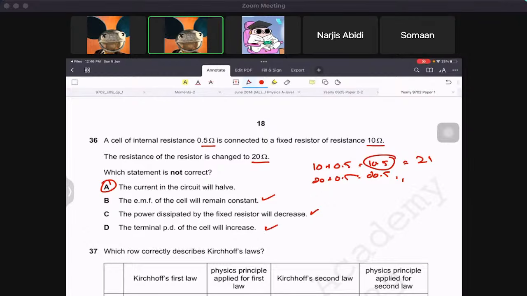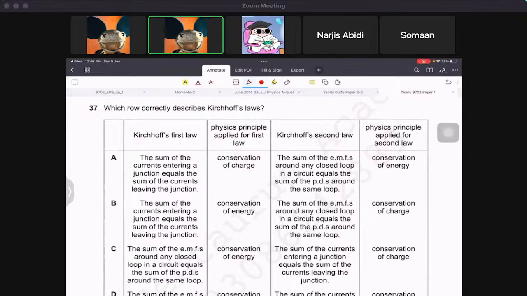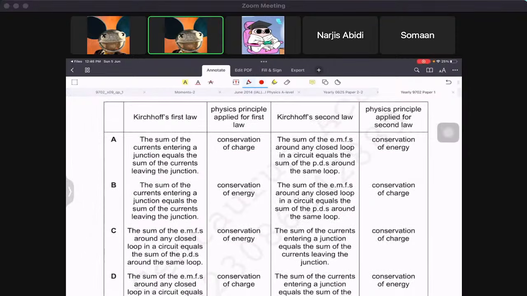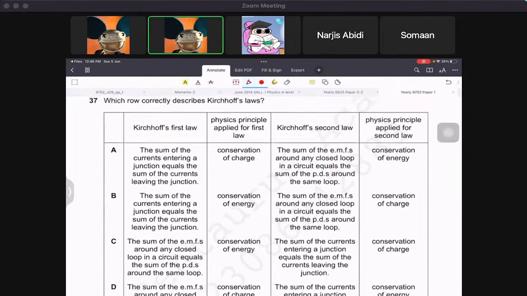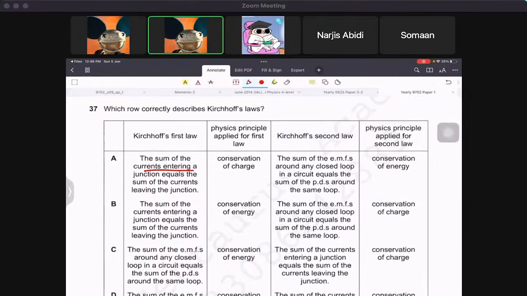That's correct. Now, which row describes Kirchhoff's laws? Oh my god, how do I read this? How to read so much? Okay. Sum of current entering a junction is equal to sum of currents leaving the junction. Seems correct to me. Conservation of charge, it follows. Sum of EMFs around a closed loop equals sum of potential differences in the same loop, right? Conservation of energy, that is also correct. This is correct. Oh, thank God they gave me the first one correct.